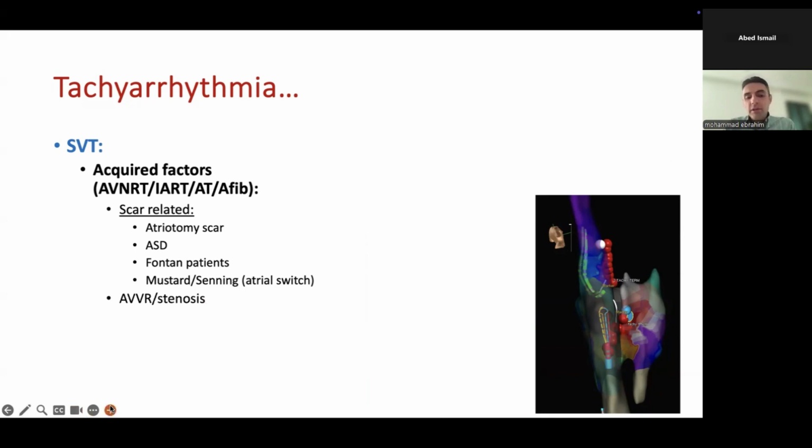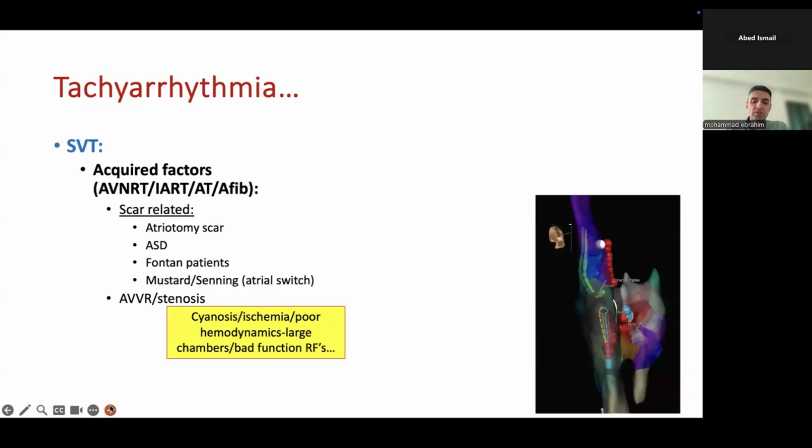And then if the patient has atrioventricular valve regurgitation or stenosis, obviously the atria is diseased, and that predisposes the patient to supraventricular tachycardia. In general, chronic cyanosis, ischemia, poor hemodynamics, large chambers, and bad function are all risk factors for patients to develop SVT.